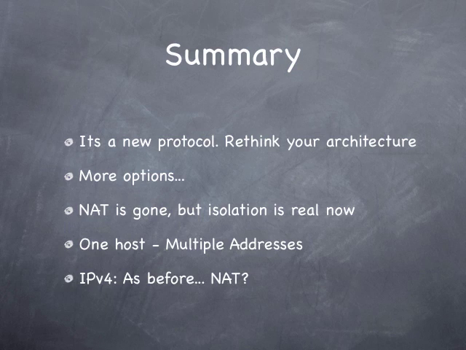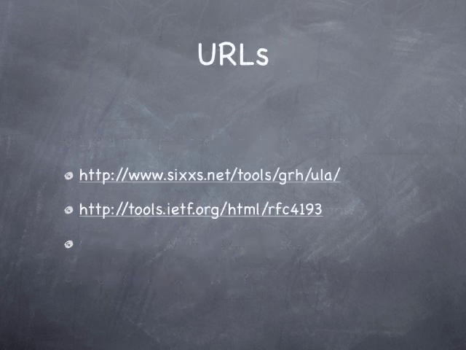And then remember, one host can have multiple addresses in IPv6, so we are no longer limited to virtual interfaces and things like that. Here are a couple URLs to help you along with this. 6.net has a little tool to come up with a unique local assignment for you. It's essentially a random number generator that follows the specification, the RFC, and uses the timestamp and a MAC address as seed to avoid overlap. And then here a link to the RFC that describes unique local addresses.